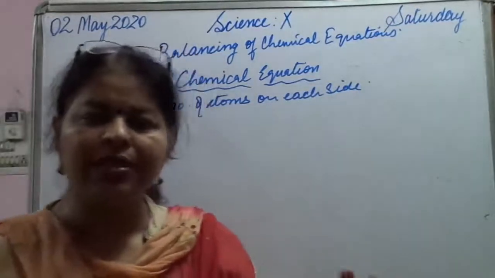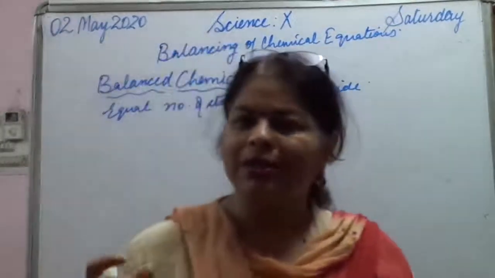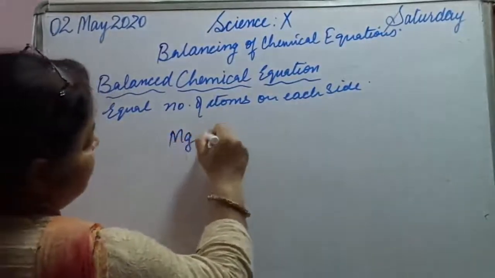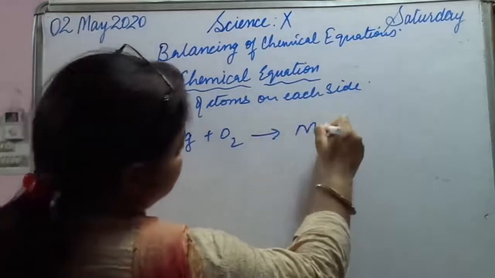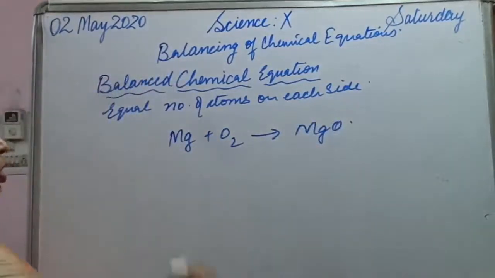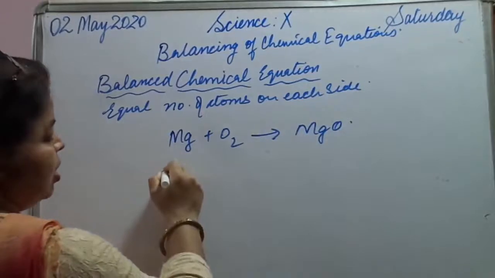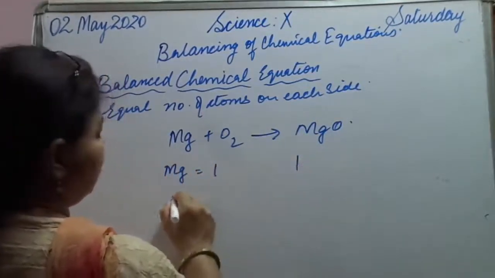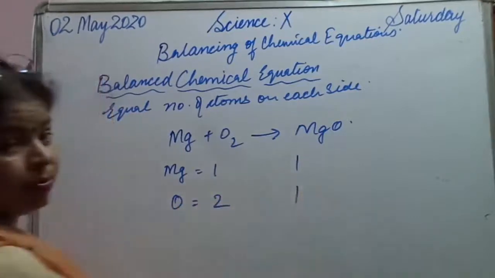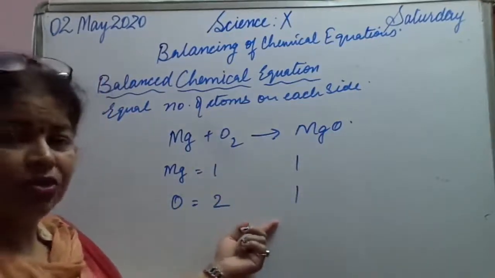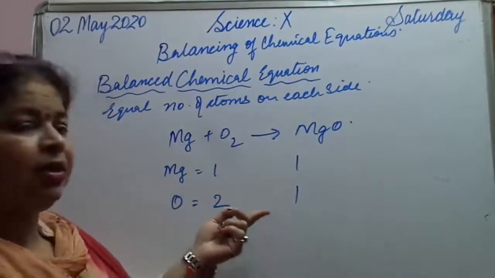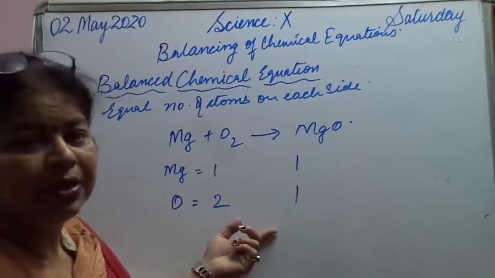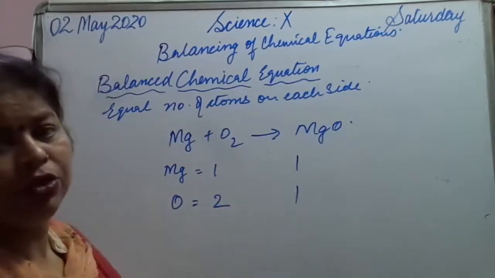See, there are two sides, LHS and RHS. If I write Mg plus O2 gives MgO, what is on the left hand side, how many Mg? 1. Over this side, 1. What about oxygen? Here 2, here 1. So it means one oxygen is destroyed. To avoid that, and to agree with that statement, we are going to balance it. And how to balance it, that we are going to learn here.